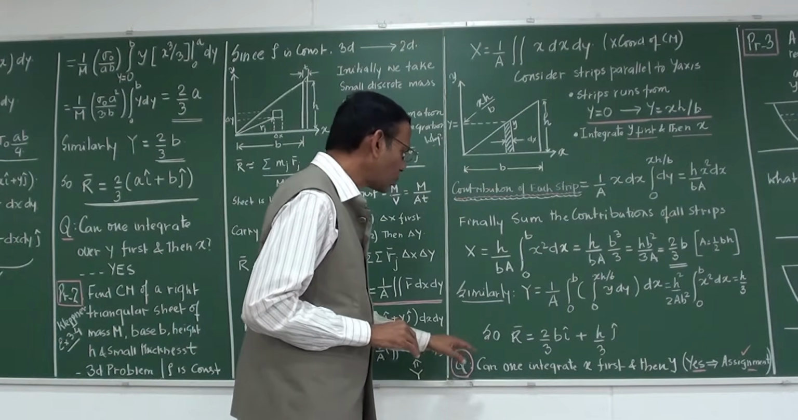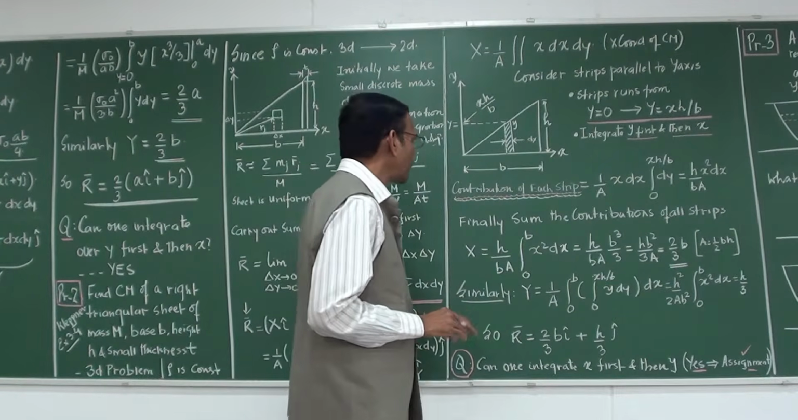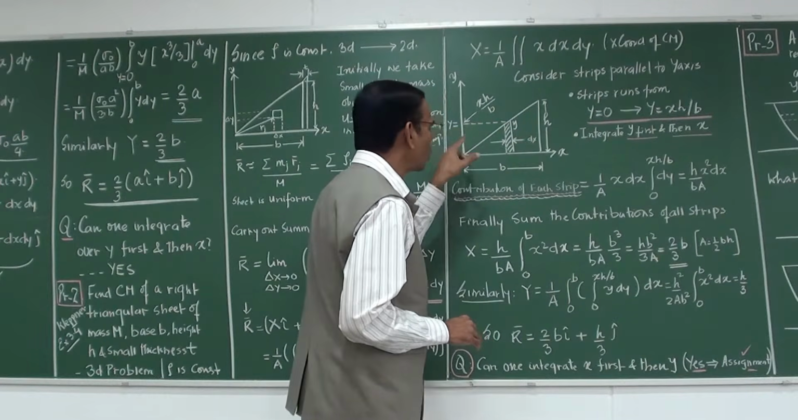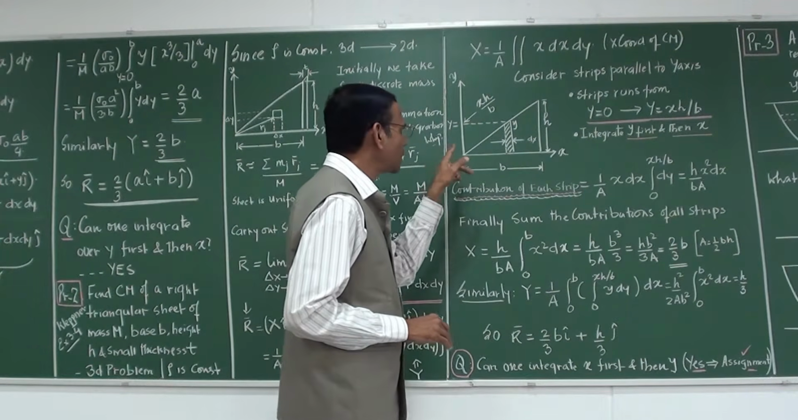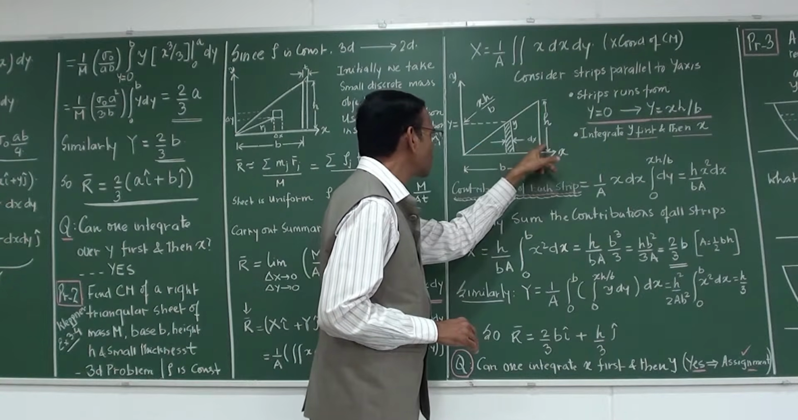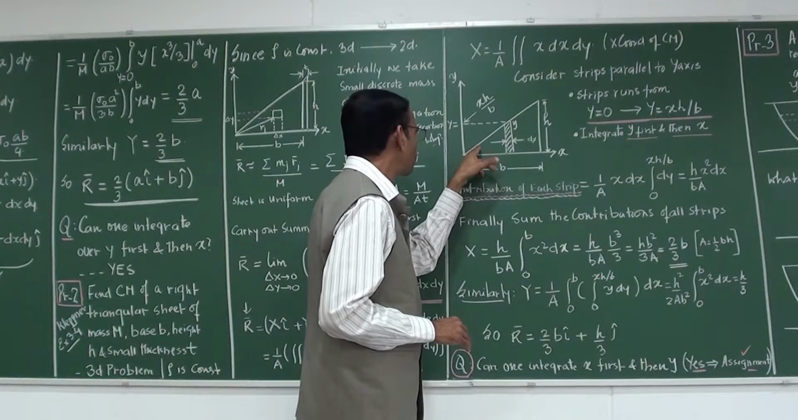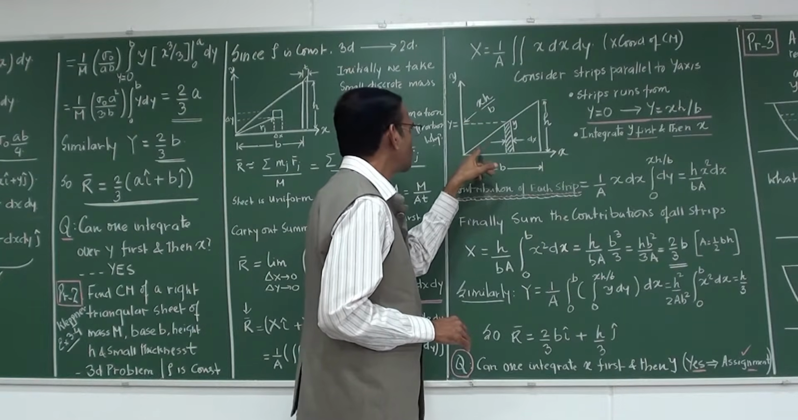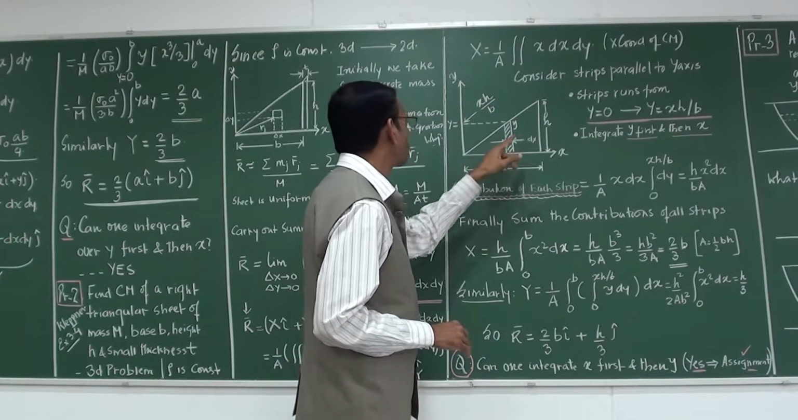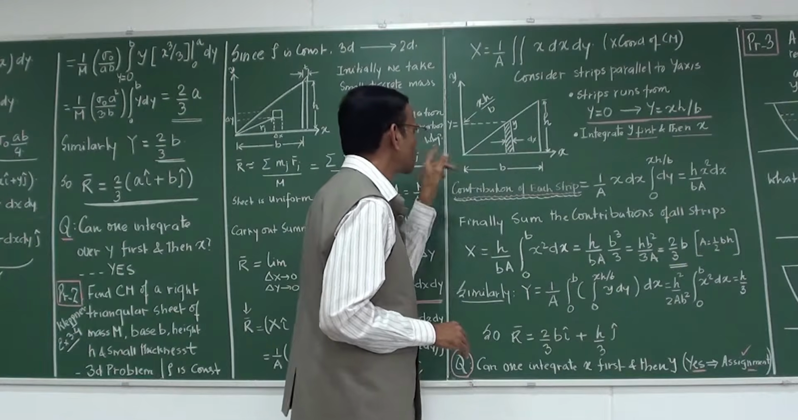The question comes: can one integrate x first and then y? Surely one can. But how to do it? The strip you have to take in this direction. What will be the value? If you are integrating x first, then it will be from this particular line to this line. What will be this line, the point? You have to find it out from the equation. Now there, the y is constant, so you have to write in terms of y.